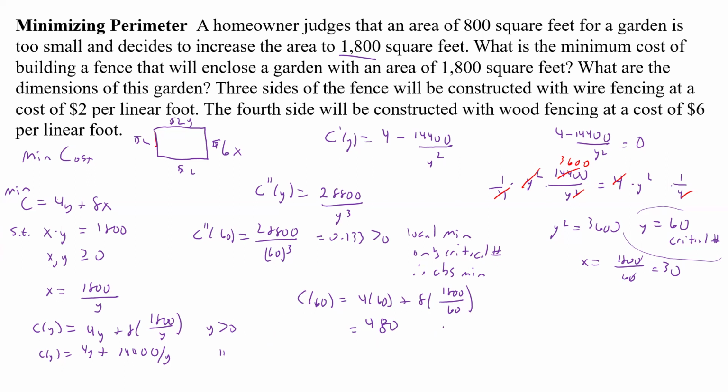And then our dimensions, do we want dimensions? Yeah, we want dimensions. They are going to be 30 feet by 60 feet. And one of the 30 feet sides is going to be the $6 wood, and then the other three sides are going to be the $2 wire.